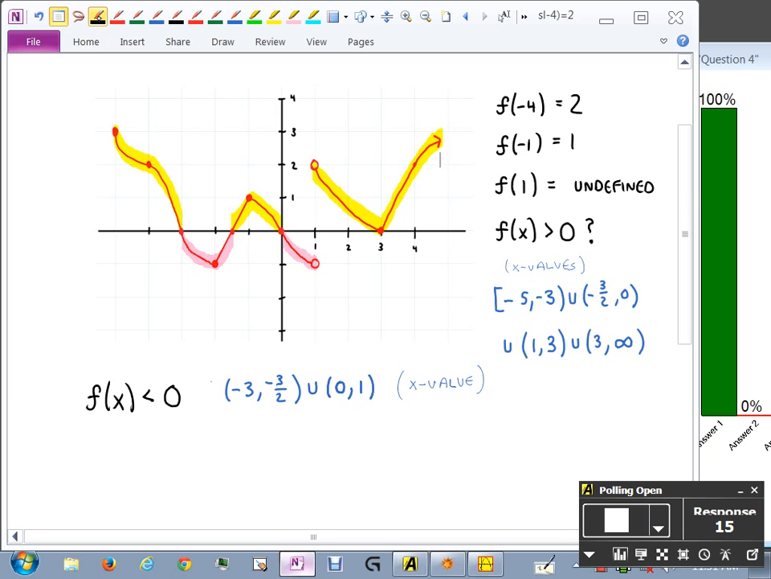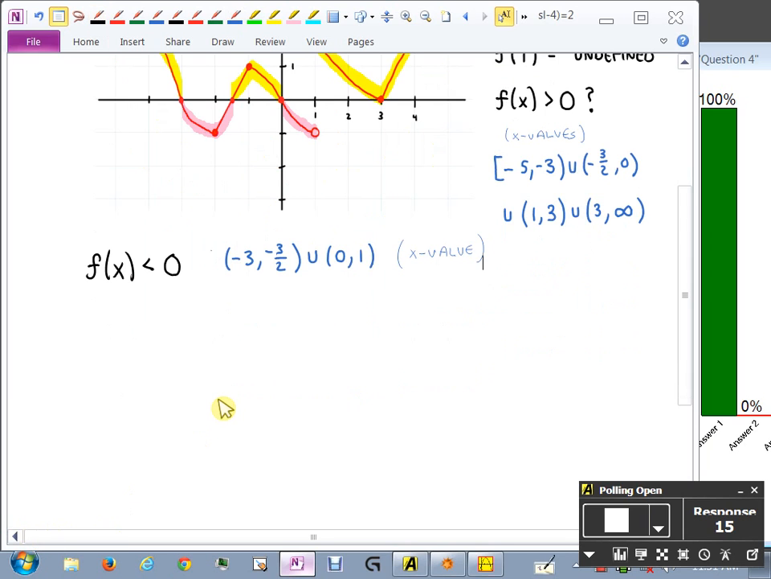It says, find where the function is 0. So where is this function 0? That corresponds to the x-intercepts, right?